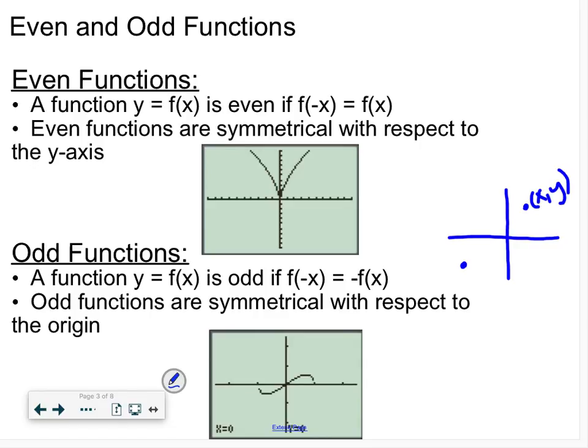Okay, so we're going to have like that first to third quadrant or second to fourth quadrant symmetry. So on your pink chart, if you have a function that has symmetry with respect to the origin, you can say that it's an odd function.